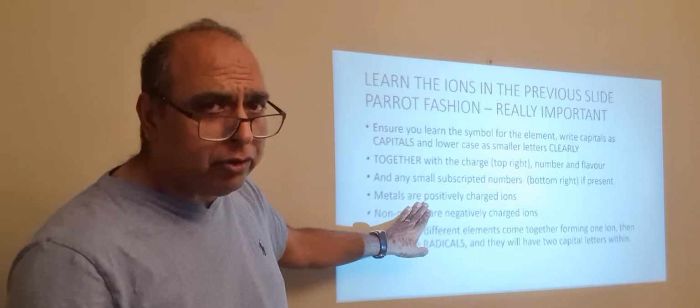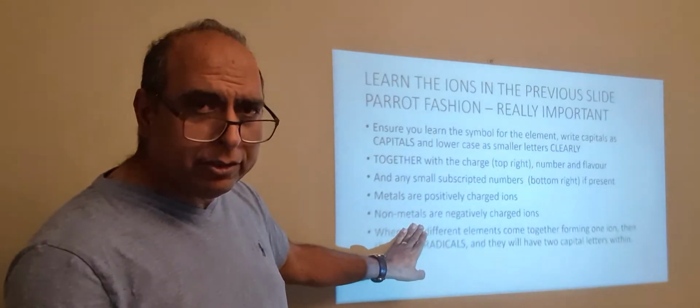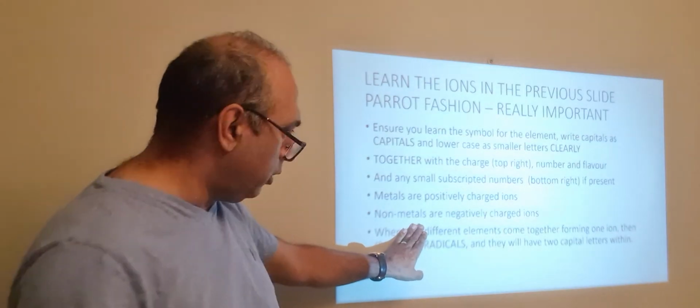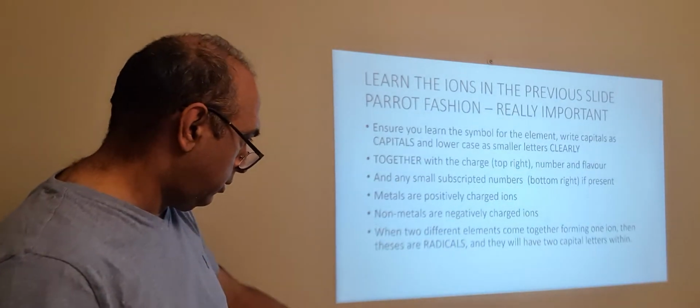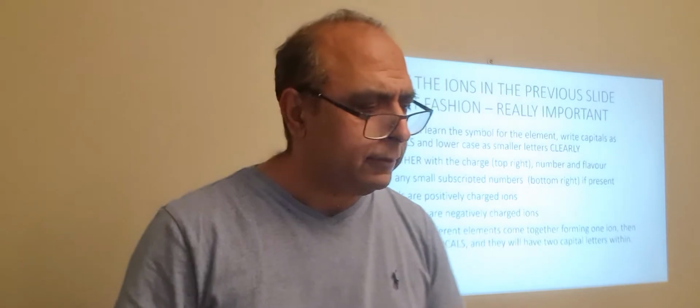The metals on your list will be the positively charged ones. The non-metals on your list will be the negatively charged ones. And when you've got 2 or more elements coming together, then we call it a radical, and learn those.